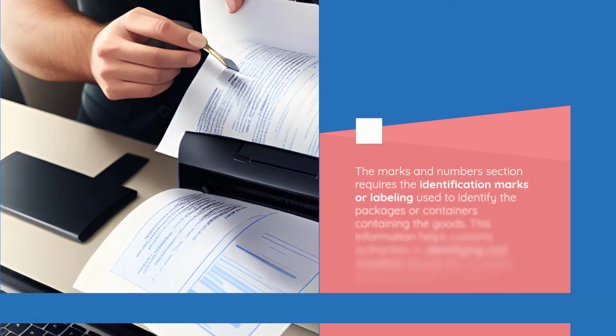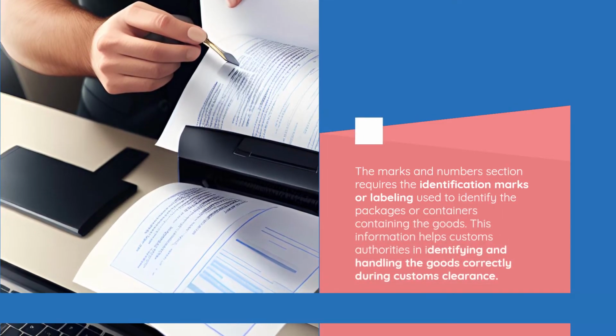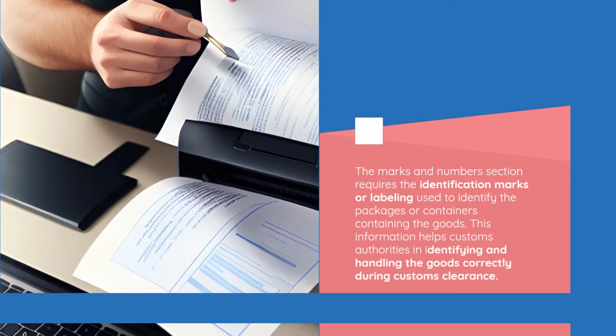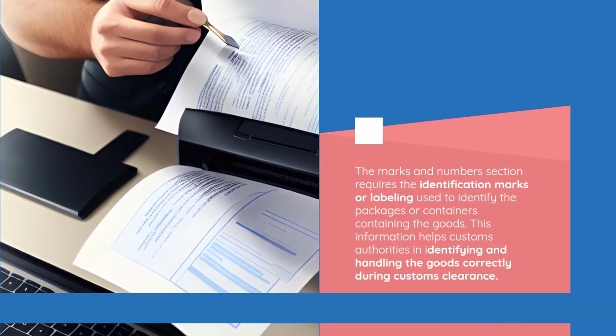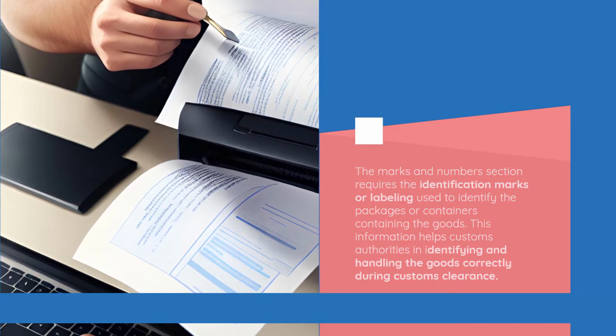The Marks and Numbers section requires the identification marks or labeling used to identify the packages or containers containing the goods. This information helps customs authorities in identifying and handling the goods correctly during customs clearance.